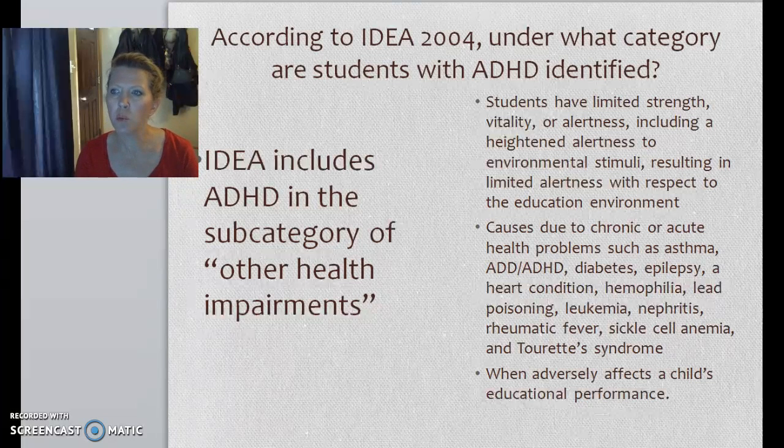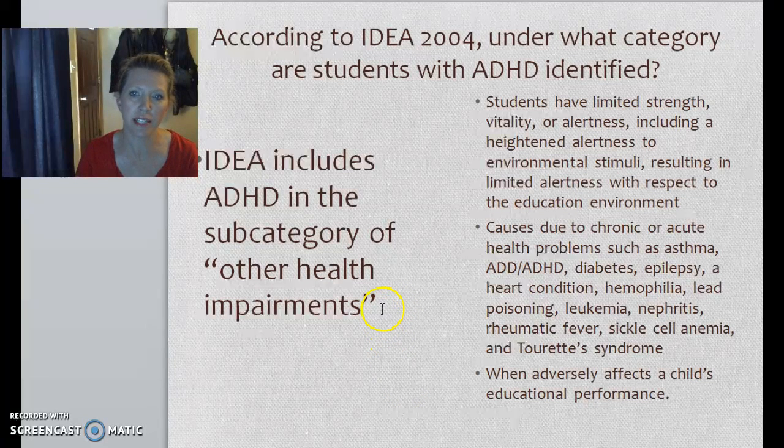According to IDEA 2004, under what category are students with ADHD identified? Well, ADHD under IDEA does not have its own category, so it's put into a subcategory called other health impairments. In that subcategory, you're going to have other health problems such as asthma, ADHD, diabetes, epilepsy, heart conditions, hemophilia, lead poisoning, leukemia, nephritis, rheumatic fever, sickle cell anemia, and Tourette's syndrome. All these students show limited strength, vitality, and alertness, and all of this together adversely affects their educational performance. So they're going to take all of these illnesses and put them all into one subcategory.